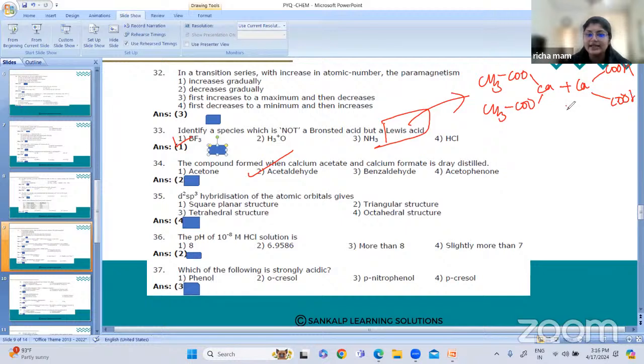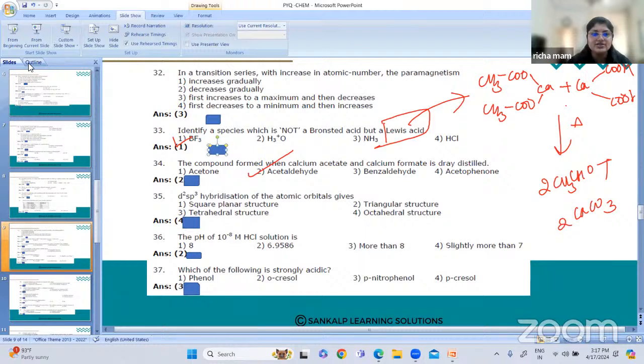So when this is dry distilled, what you get is 2CH3CHO plus 2CaCO3. So you will get acetaldehyde and calcium carbonate. So option number 2. Okay, let us go for the next one.